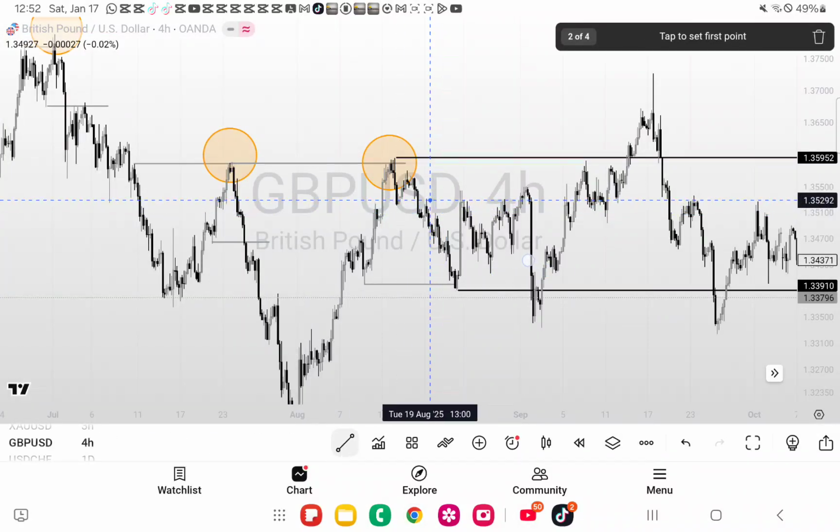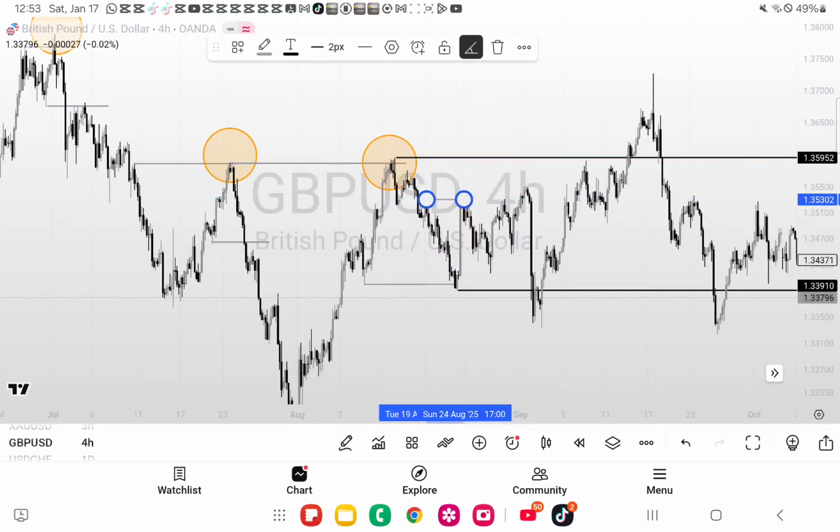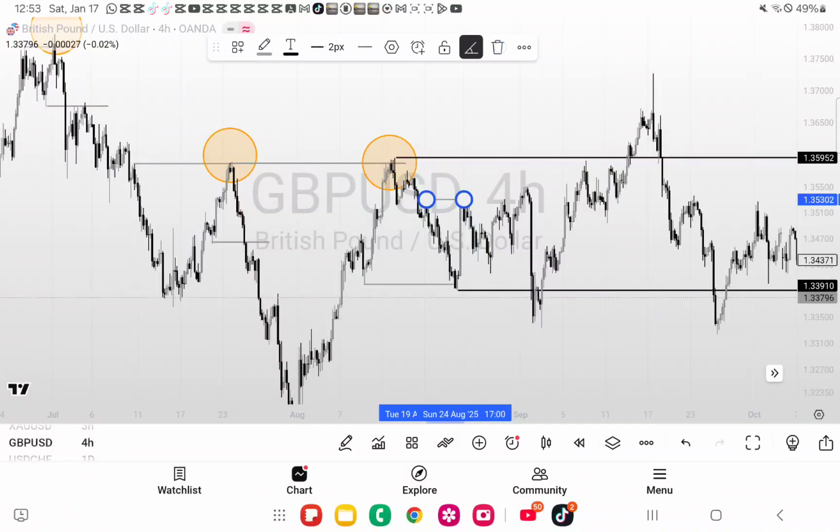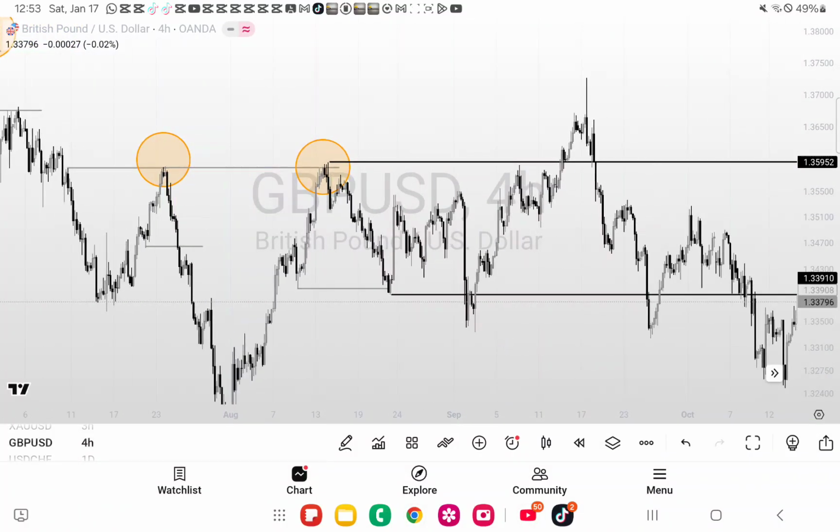This was a key level. You see what happened after price took liquidity from that key level. You can see a push to the downside. That's where you can look for your sell opportunity. You can see a drop to the downside. Okay, let's continue.